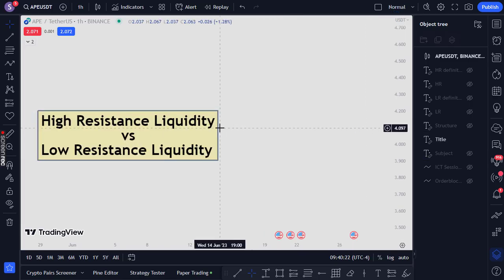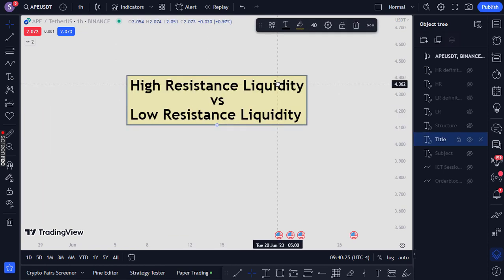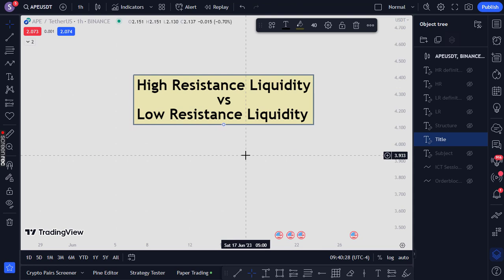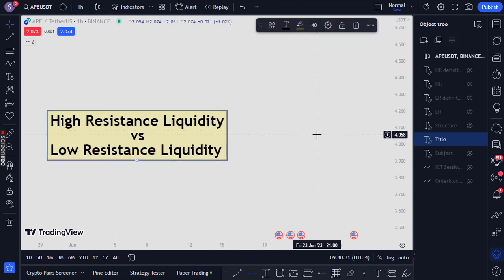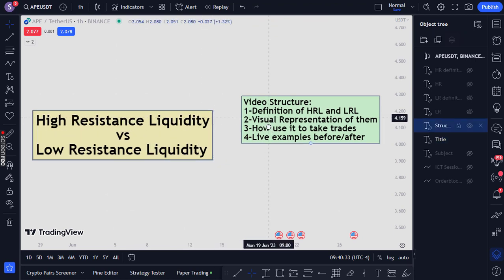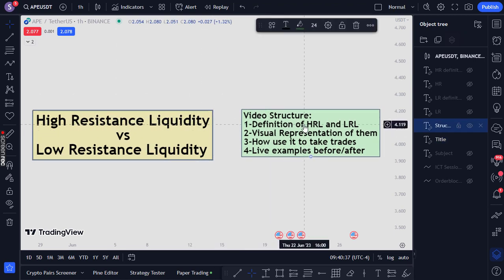Now, basically there is two types of liquidity. We have high resistance liquidity and we have low resistance liquidity. So in this video we're gonna talk about, first of all, the definition of high resistance liquidity and low resistance liquidity. So what makes a liquidity high resistance and what makes it low resistance, and how to trade it. The next thing is I'm gonna show you visual representations of them. I'm gonna give you like a template to navigate the market with it. And the third thing, I'm gonna show you how to use it to take trades. So how to base your trades on these two concepts.